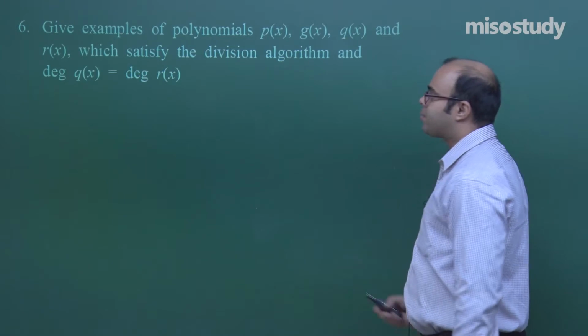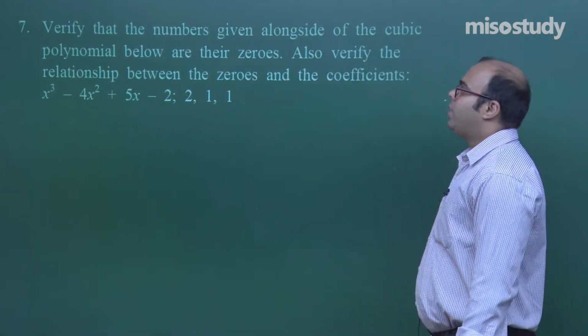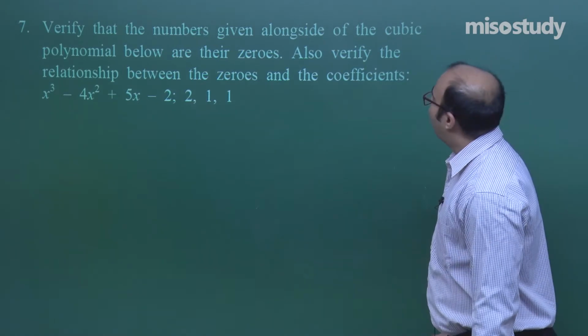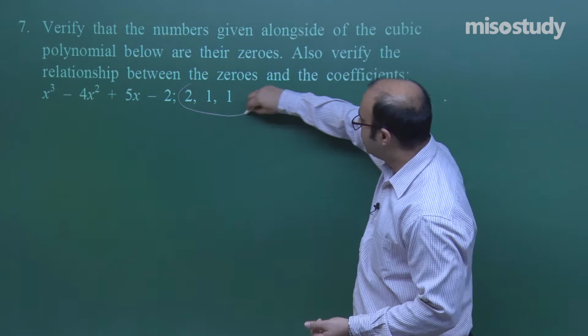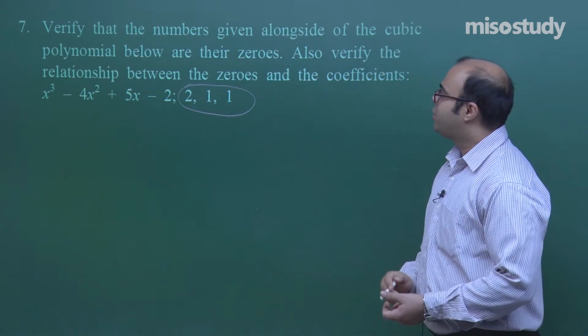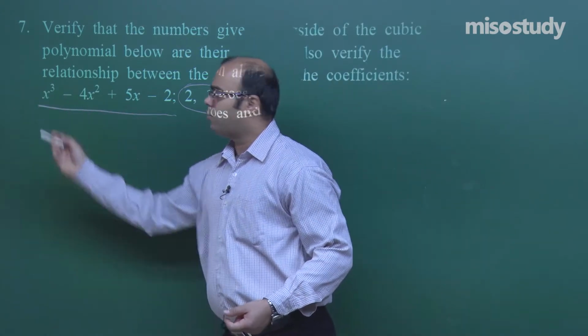Okay, students, let us take the next question, which is the last 4 marks question. Verify that the numbers given alongside the cubic polynomial, so here are 3 numbers, are zeros. So first we have to verify that these 3 numbers are zeros of this polynomial.